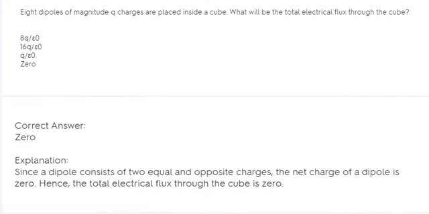8 dipoles of magnitude Q charges are placed inside a cube. What will be the total electrical flux through the cube? 8Q/epsilon naught, 16Q/epsilon naught, Q/epsilon naught, 0. Correct answer: 0. Explanation. Since a dipole consists of 2 equal and opposite charges, the net charge of a dipole is 0. Hence, the total electrical flux through the cube is 0.